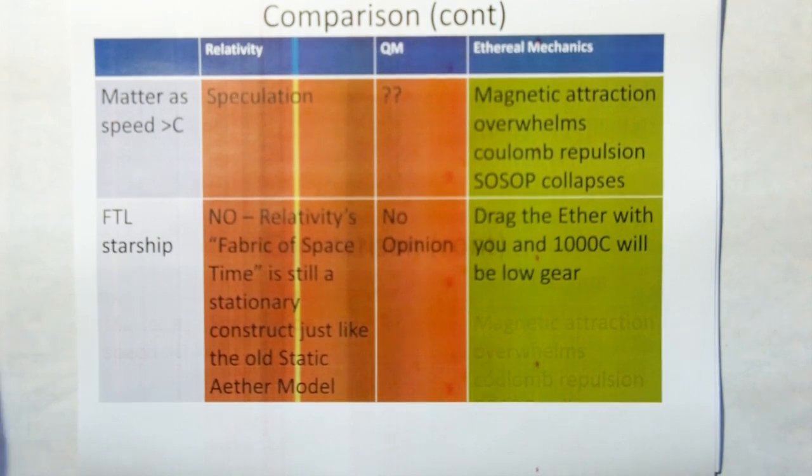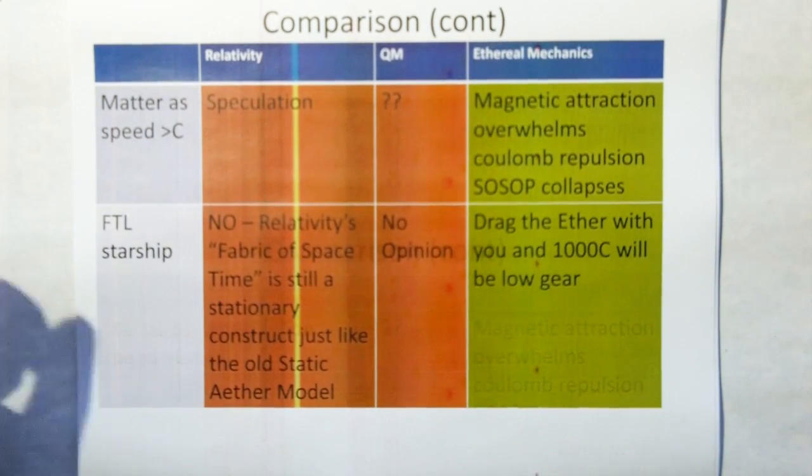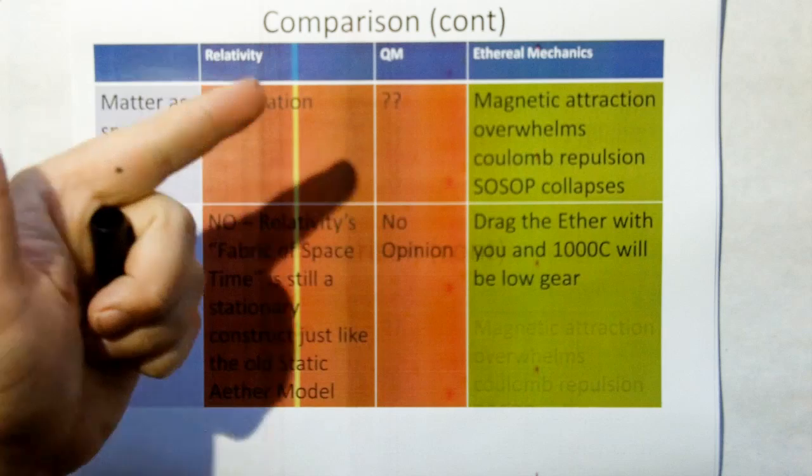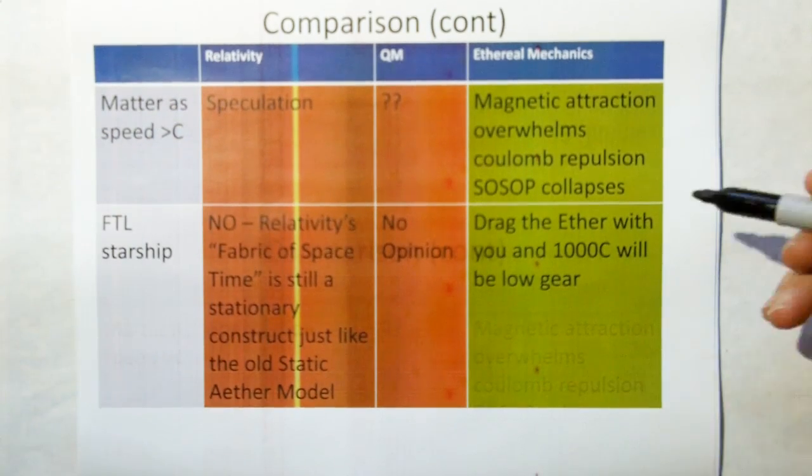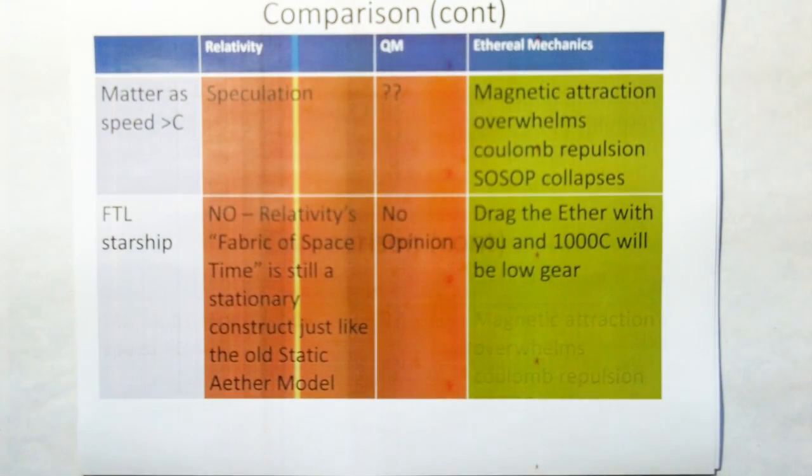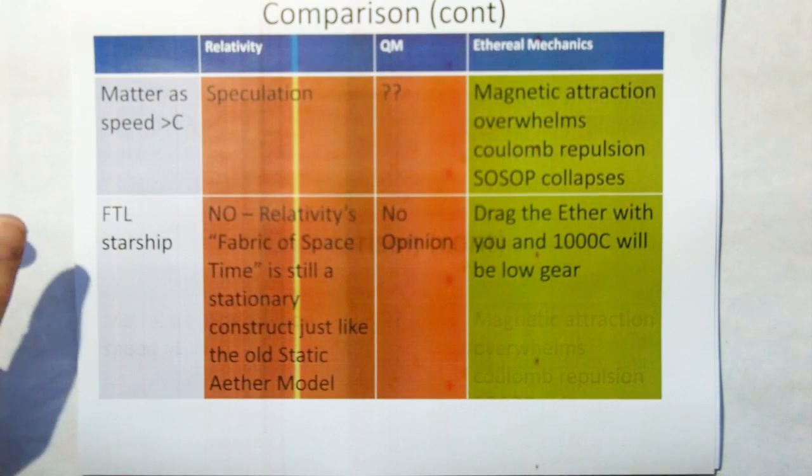Okay, what happens to matter as the speed exceeds the speed of light? Well, relativity and quantum mechanics, I don't think, know. Relativity has only speculation. In ethereal mechanics, we show the magnetic attraction overwhelms the Coulomb repulsion, and the second-order system of protons collapses. It's very simple math.